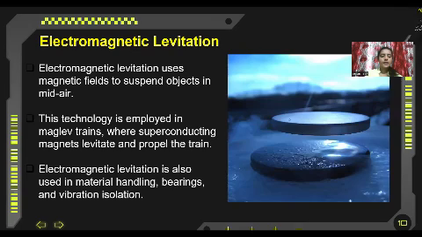Electromagnetic levitation. It uses magnetic fields in order to suspend objects in mid-air. This technology is generally employed in Maglev trains, where superconducting magnets levitate and propel the train. Electromagnetic levitation is also used in material handling, bearings, and vibration isolation.